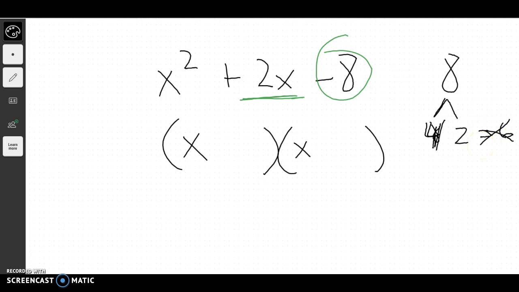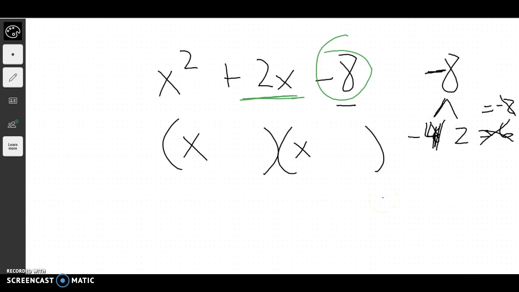But if I think about this, the backside's negative. So 4 times 2 would give me a positive 8, and I need a negative 8. So I need one of these to be negative. So let's try with the 4. Negative 4 plus 2, that gives me a negative 2. So that's a no-go.